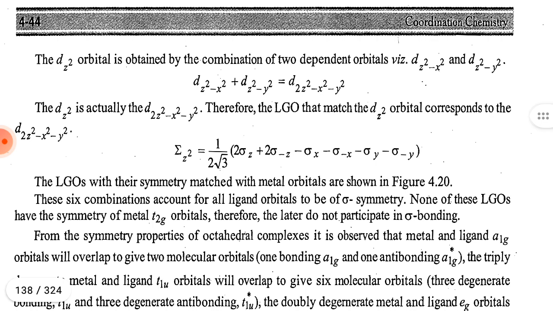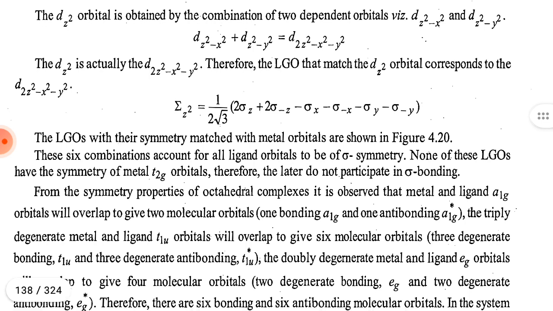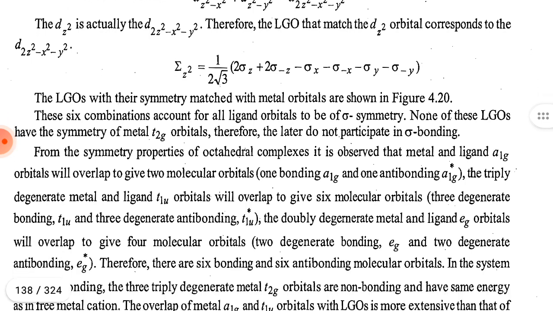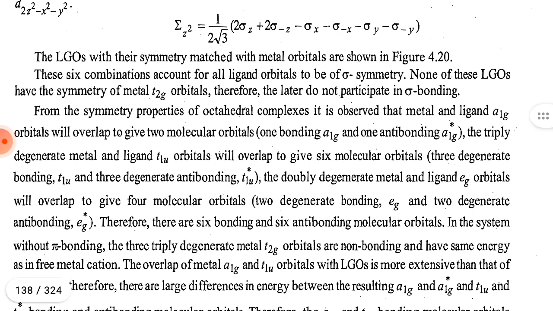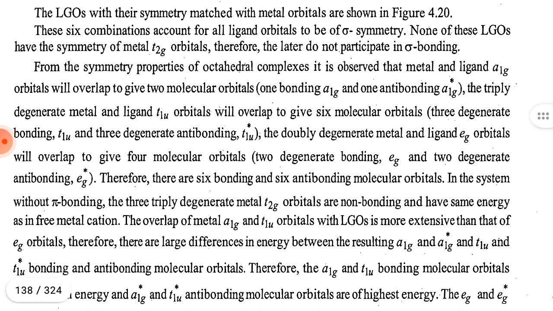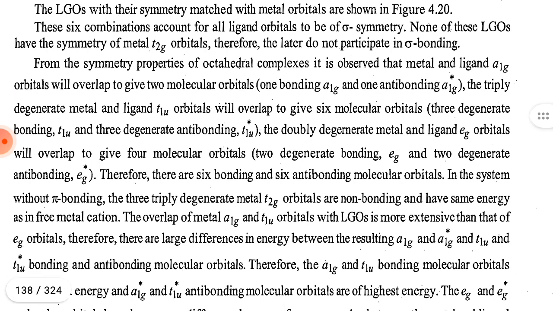Therefore, the ligand group orbital that matches the dz square orbital corresponds to the 2dz square minus x square minus y square. Epsilon z square is equal to 1 upon 2 root 3 in bracket 2 sigma z plus 2 sigma minus z minus sigma x minus sigma minus x minus sigma y minus sigma minus y. The ligand group orbitals whose symmetry matches with metal orbitals are shown in figure 4.20.